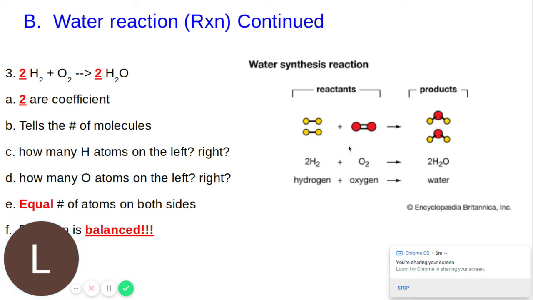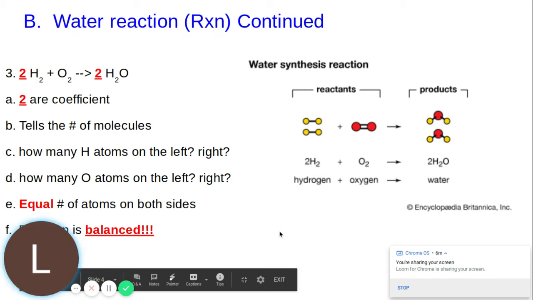How you can check to make sure that you're balanced is you can count. On my reactant side, how many hydrogen do I have? I have 1, 2, 3, 4. And on my product side, how many hydrogen? 1, 2, 3, 4. So 4 and 4. I'm balanced. In the reactants, I have 2 oxygen over here. How many do I have in the products? I have 2. Again, those are balanced as well. So I have 4 hydrogens on the left, 4 hydrogens on the right, 2 oxygen on the left, 2 oxygen on the right. Equal numbers means that the reaction is balanced.